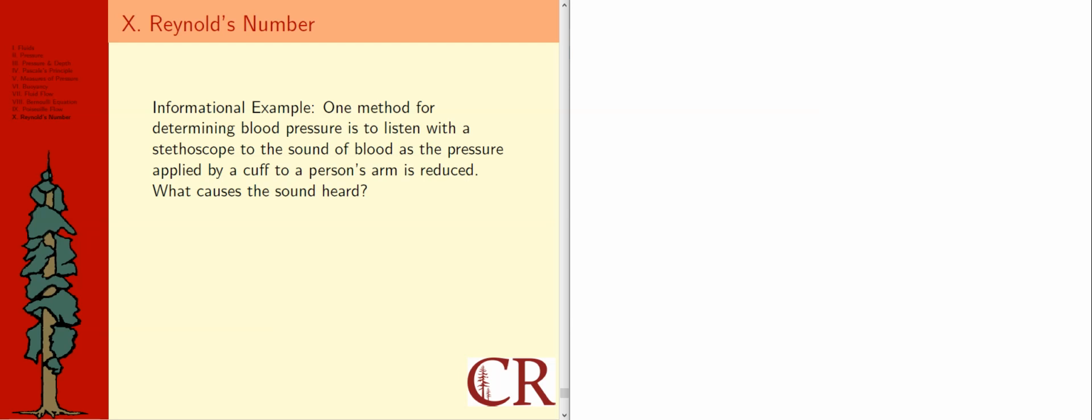One method for determining blood pressure is to listen with a stethoscope to the sound of blood as the pressure applied by a cuff to a person's arm is reduced. What causes the sound heard?